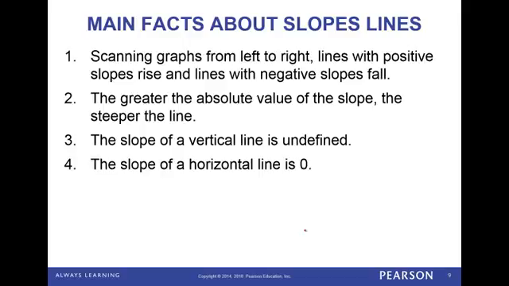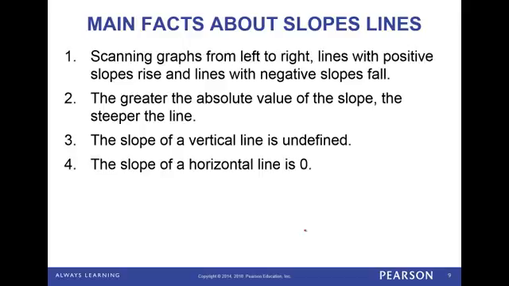And then we talk about steepness. Steepness really doesn't refer to going up and down. Steepness is just how fast it is going up or how fast it is going down. So if you want the steepness of a graph, it's the absolute value of the slope.